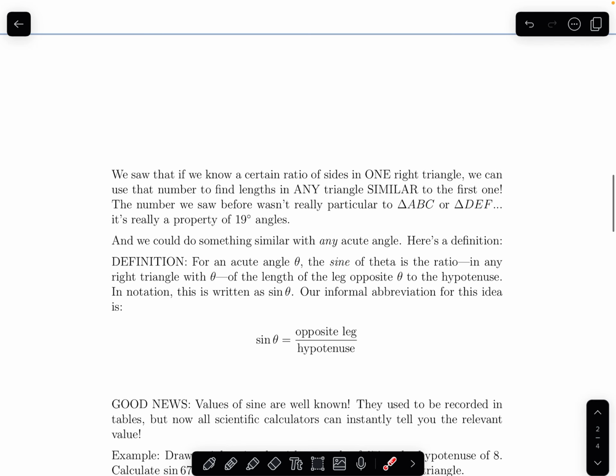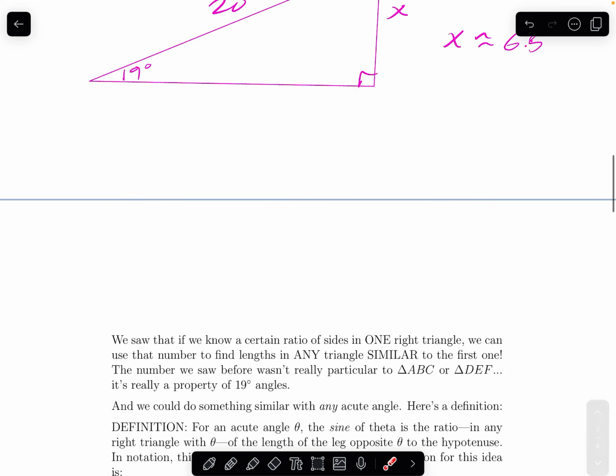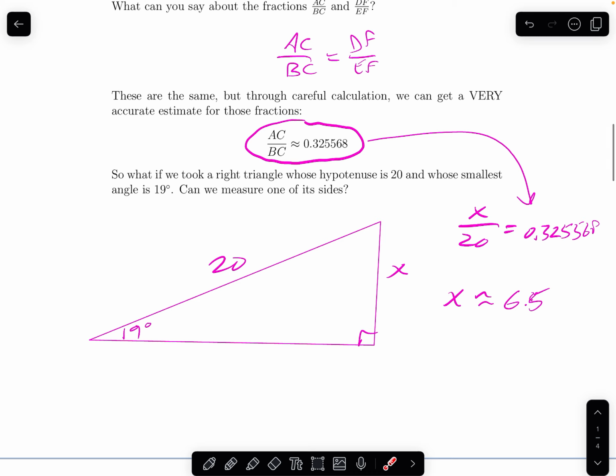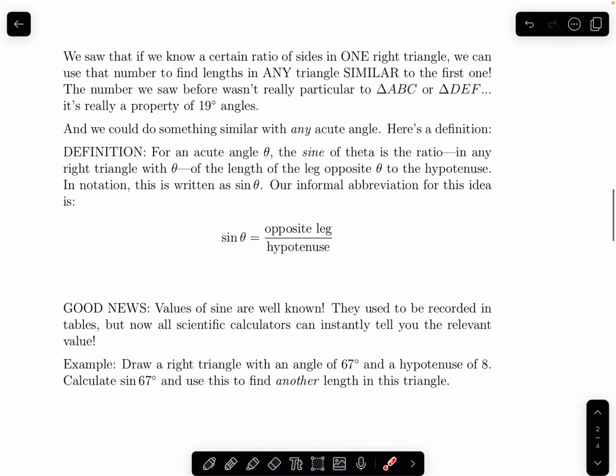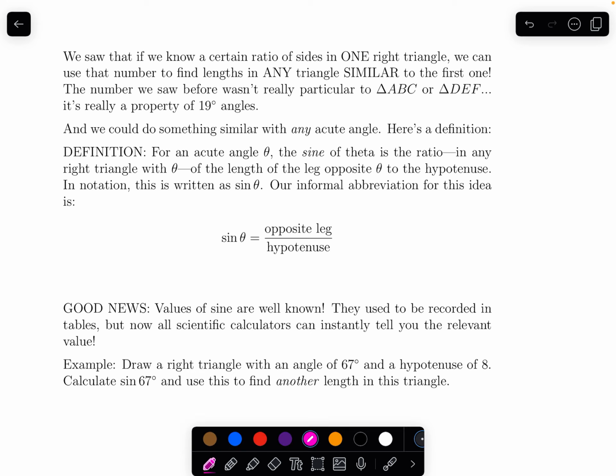So what we saw here really is not about any particular triangle. It's just kind of a property of what happens when we have a 19-degree angle in the context of a right triangle. And we could do that with any acute angle. Right? I told you what the number is when we have a 19-degree angle. If we had a 53-degree angle, that number is known as well. So here is what we're actually going to define. We're going to define a ratio called sine.